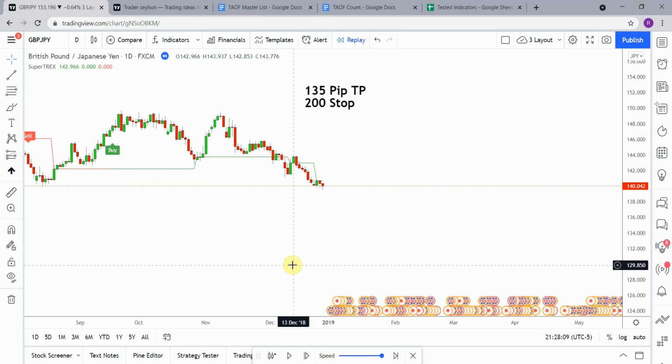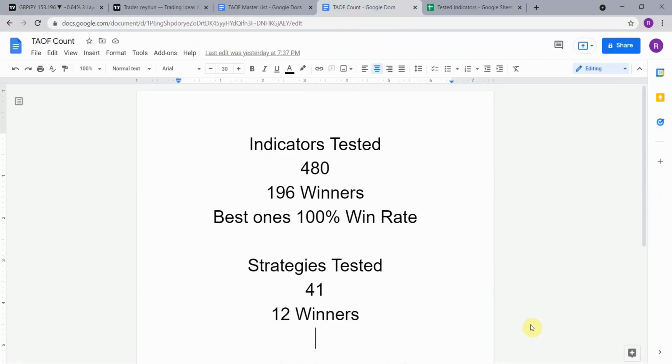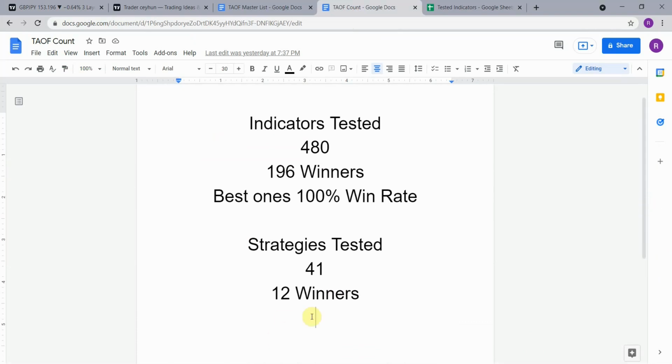Alright, as I said, today we will be testing the SuperTREX indicator. Before we do though, I wanted to put the testing scoreboard up for everyone to see. So to date, we have tested a total of 41 different strategies, with 12 of them being winners. We've also tested a total of 480 indicators, with 196 of them being winners. The best ones so far were able to achieve a 100% win rate. Now you need to go back and watch those videos to understand the context of how they were able to achieve that. So go back and watch those videos and see what you can get out of those winning indicators. Keep in mind that we test all these indicators and strategies on the Forex market, but they can be applied to just about any market universally.